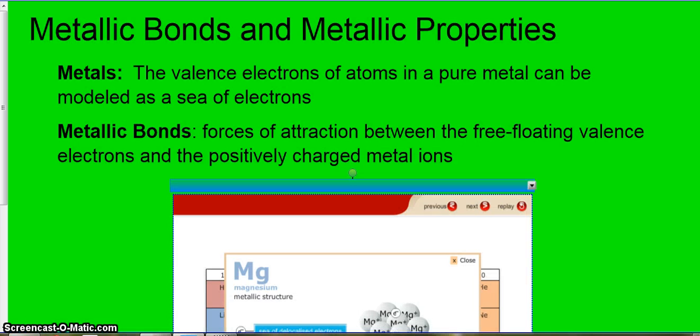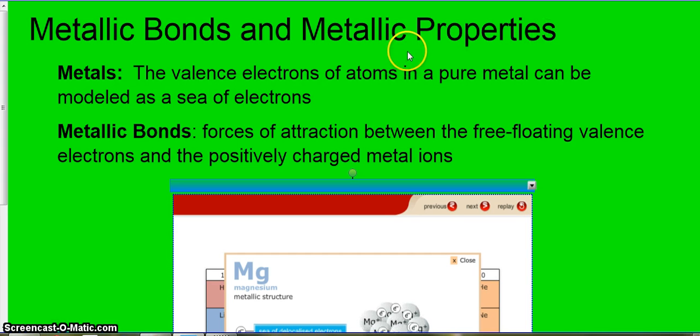With a metallic bond, what's happening is that the valence electrons of atoms in a pure metal can be modeled as a sea of electrons. We mentioned that metals tend to have fewer valence electrons than half in that outer shell, and they have a tendency to give them up. There's very little ionization energy needed. That's one of the reasons that we see metals tend to be able to conduct electricity. There are these electrons that are able to be free floating and move amongst the ions that are formed when those electrons are given up.